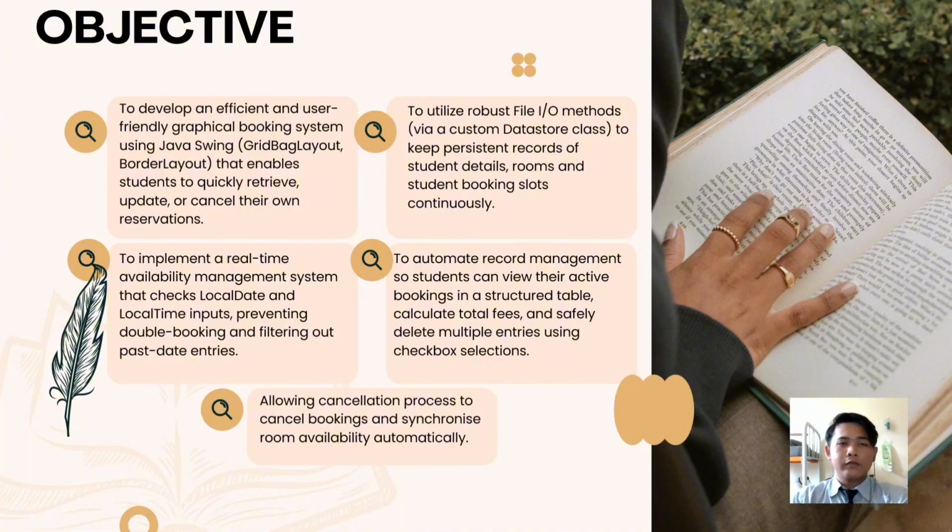Next, to utilize robust file I/O methods via a custom data store class to keep persistent records of students and bookings. Next is to automate records management so students can view active bookings in a structured table and safely cancel multiple entries using checkboxes. Last but not least is allowing the cancellation process to cancel bookings and synchronize room availability automatically. That's all from me. Next, let's move to the next part.